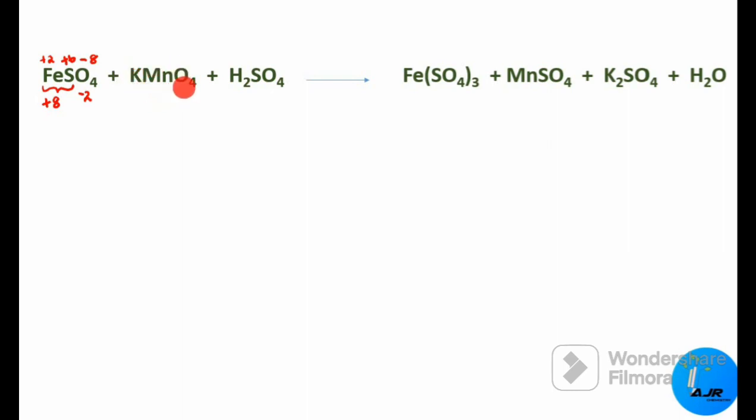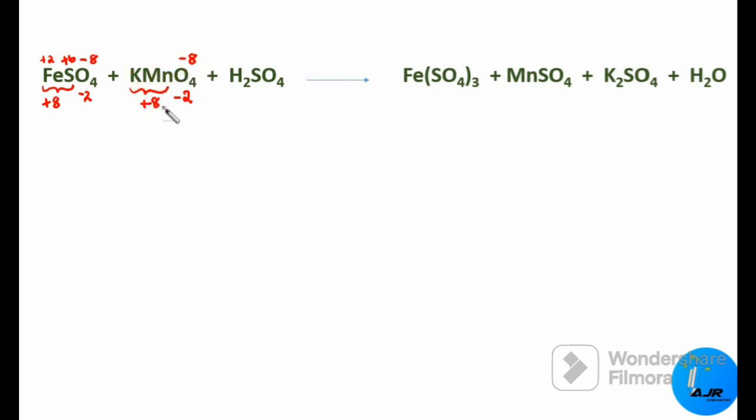How many oxygen atoms are there? 4 oxygen atoms. What is the oxidation number of one oxygen? It is minus 2. Since it is 4 oxygen, it will be having minus 8. Now if this oxygen is having minus 8, the rest of the atoms should have plus 8. It should have plus 8 since it is a neutral molecule.